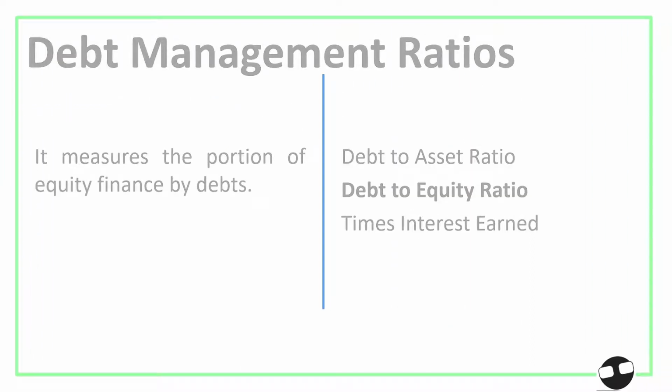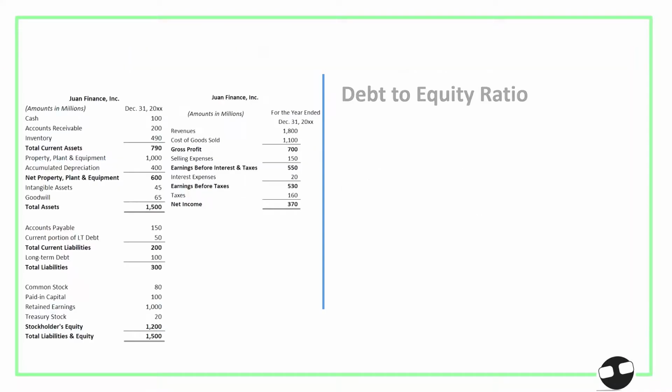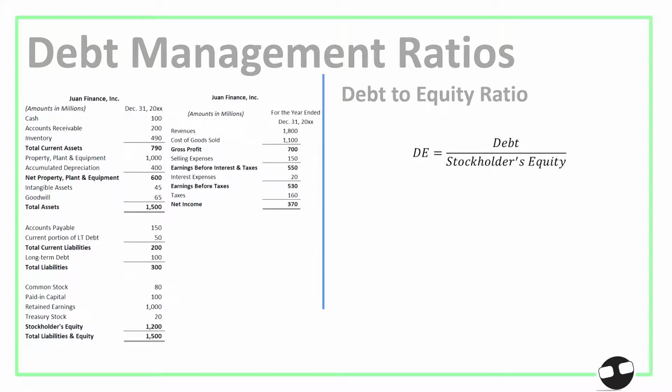Next, we have the debt to equity ratio. It measures the portion of equity financed by debt. So our formula is, again, our numerator is debt divided by the stockholders' equity. And in this case, that's 300 divided by 1,200. That will give us a debt to equity ratio of 0.25. And our interpretation is that for every 1 peso equity of the company, 0.25 centavos is allotted to debt. Okay.